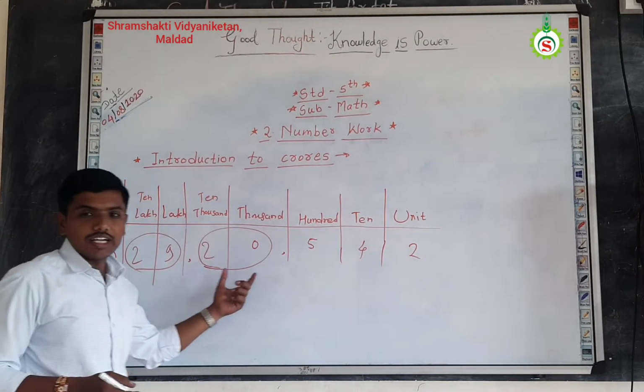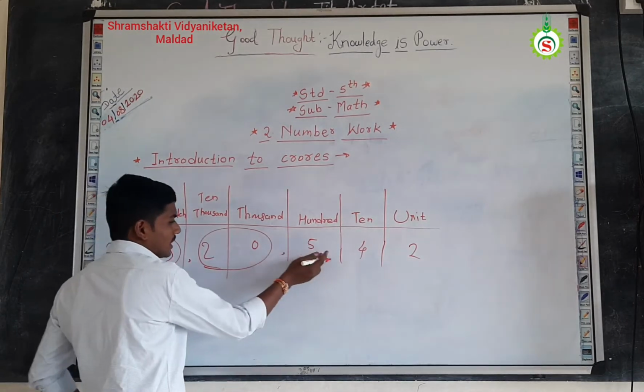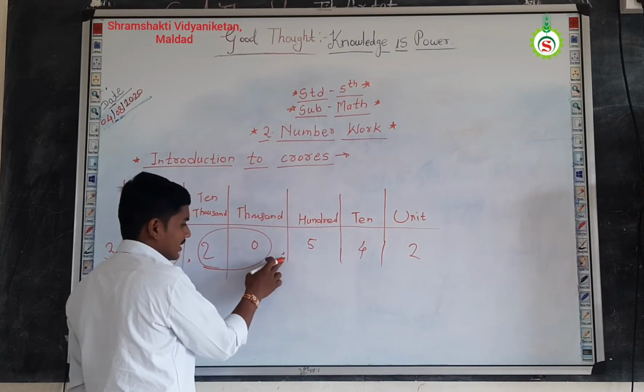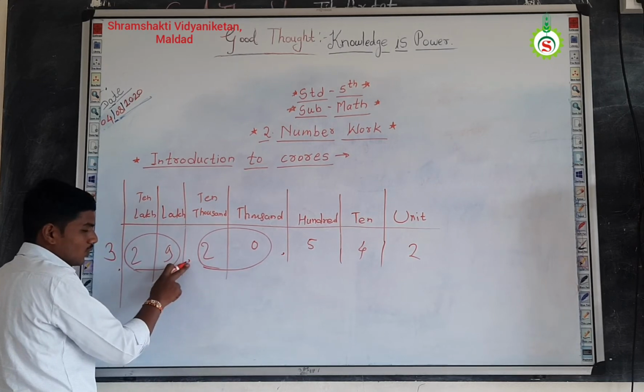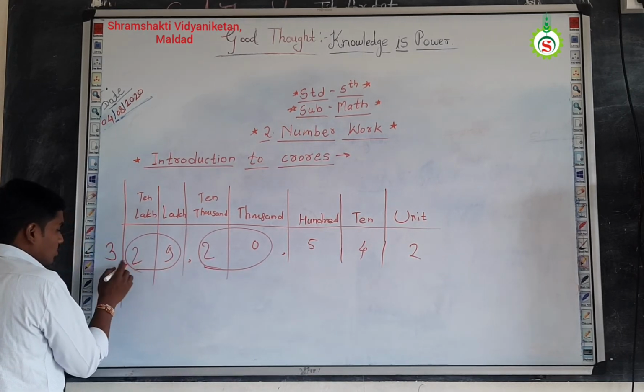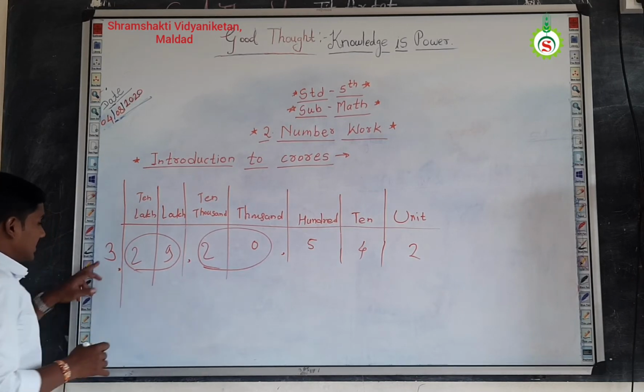Now if I want to read the number, what I have to do is place the commas. The first comma is obviously after the hundred. Then after the next two digits, this comma is correct. And after those two, I will place the comma. That means three digits.